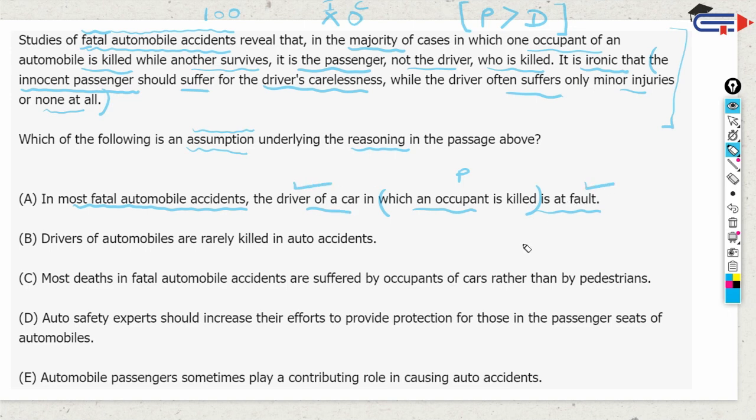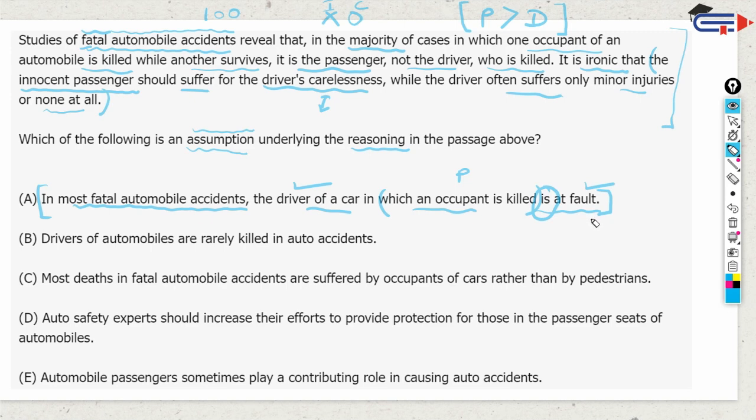Is that an assumption? Yes, it may be an assumption because they are talking about the driver as a careless person. A better way to check, however, is to negate this answer choice. The assumption negation test is what I'm talking about. Negate the answer choice and see if the argument would still hold up. What do you mean by negate? We create a sentence that is exactly the opposite of this. Basically, we negate the verb part. The verb here is "is", so we are going to say "is not". So in such accidents, the driver is not at fault. That would become the negation of this answer choice.